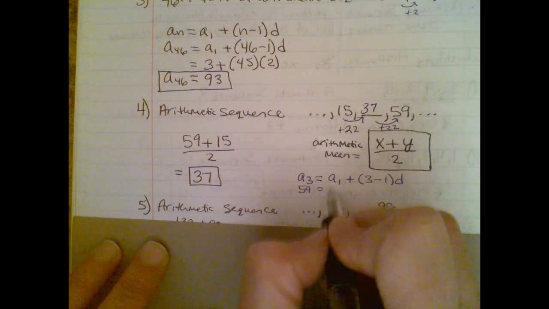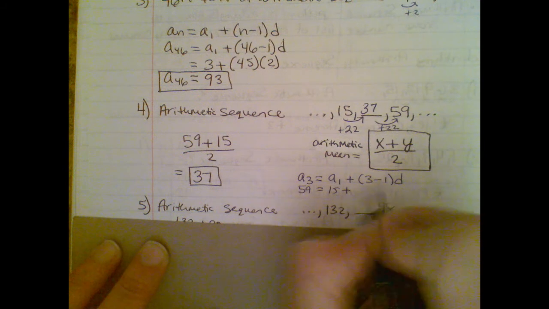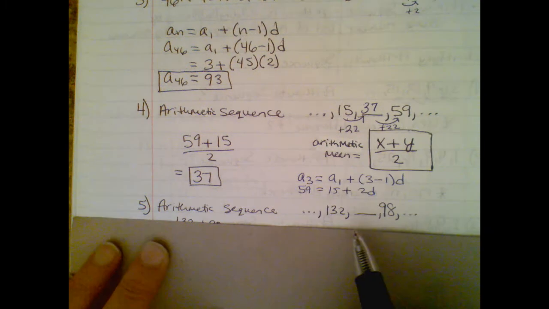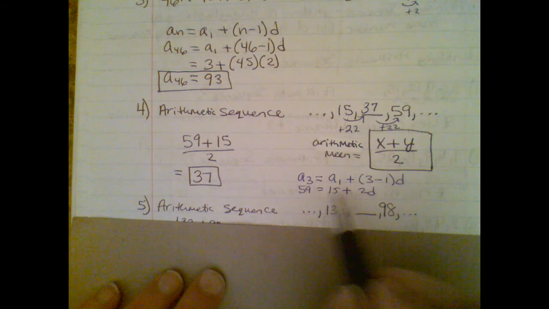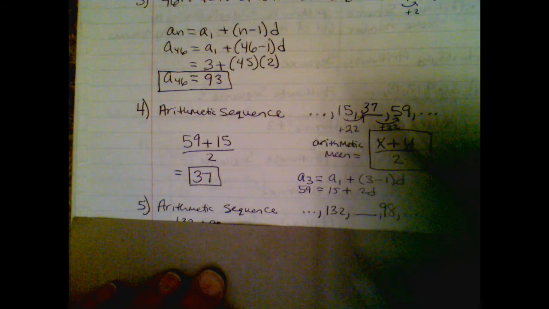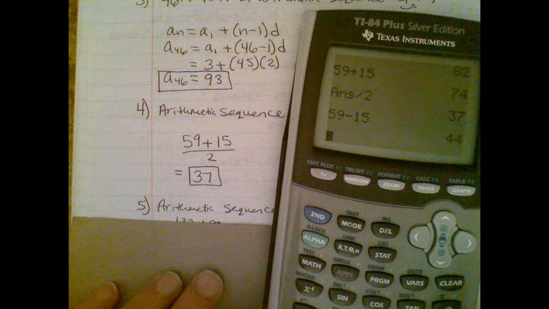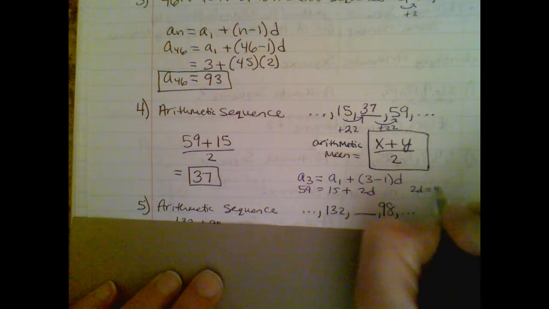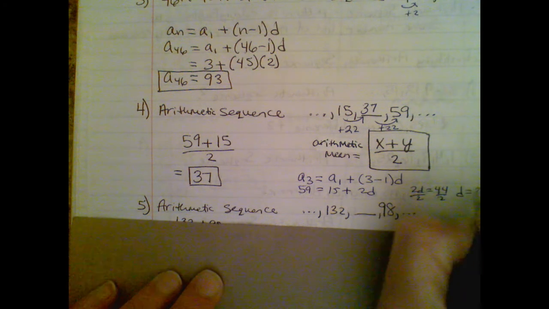Our first term is 15. And then 3 minus 1 is 2. And then we'd solve for our d. If we subtract 15 on both sides, we get 59 minus 15, which is 44. So 2d equals 44. Divide by 2, we get d equals 22.